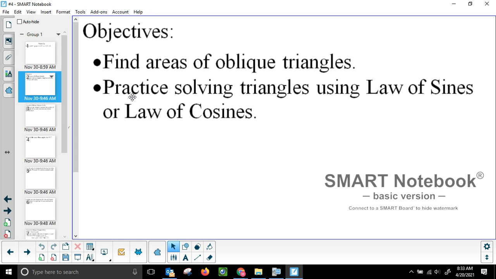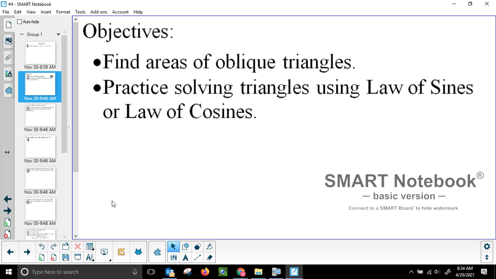All right, so this morning we're going to pick up, and this is really pretty much going to be the end of this unit. We're going to talk about finding the area of oblique triangles today, and then we're going to practice solving triangles using law of sines or law of cosines.